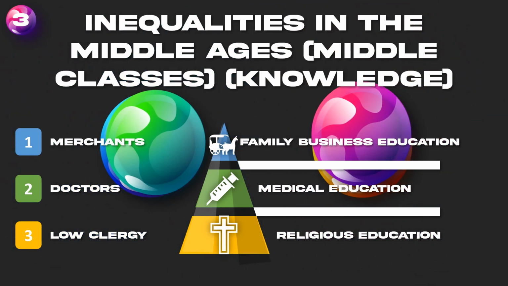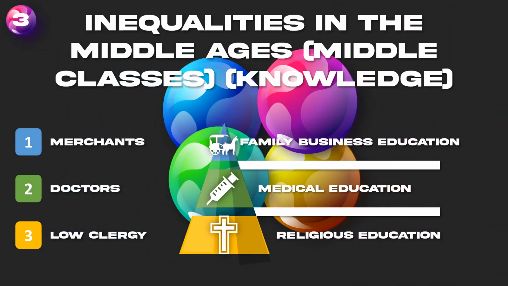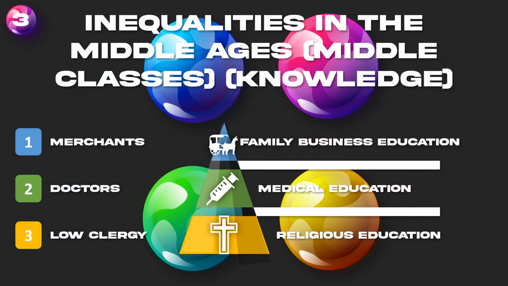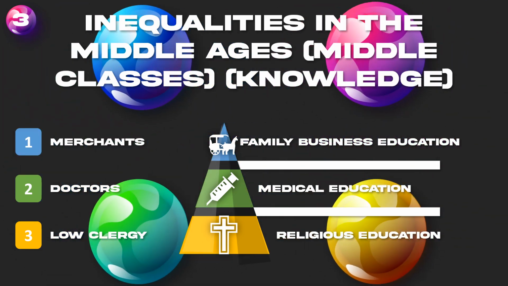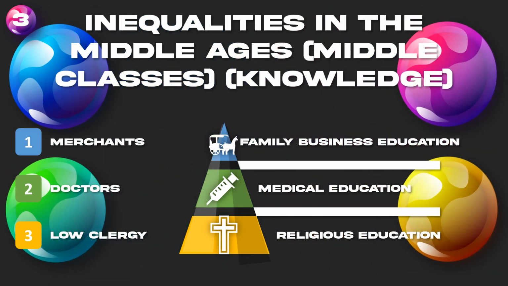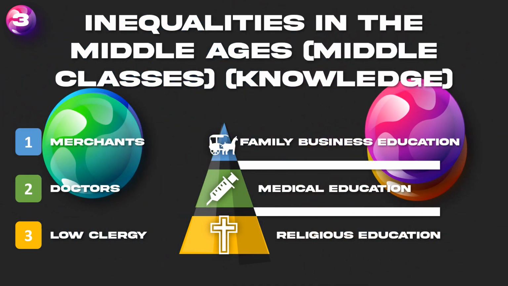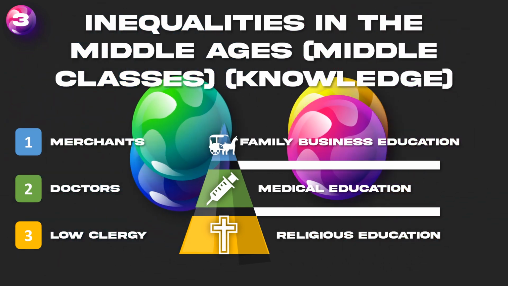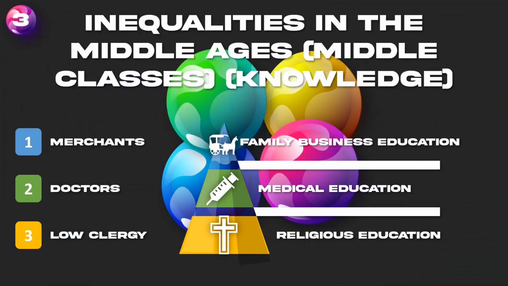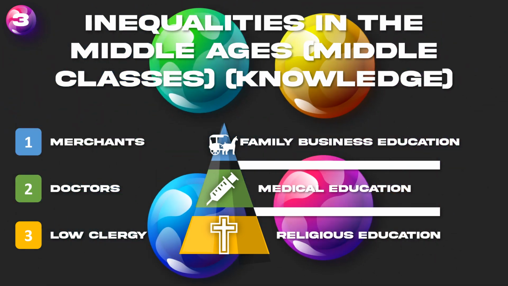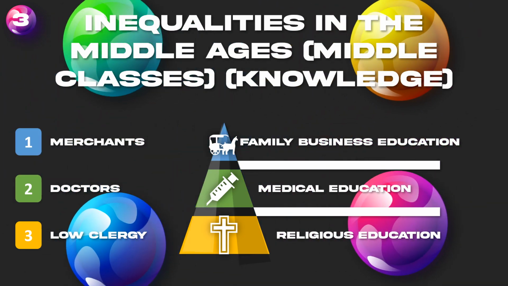The inequalities between the Middle Ages middle social classes are the following. Merchants are only educated to the necessary knowledge needed for the family business to work, while doctors have access to a specific medical education. Religious education is taught to lower clergy.